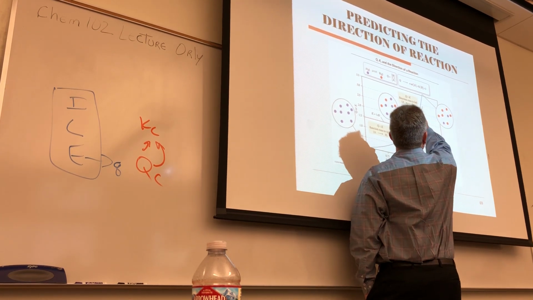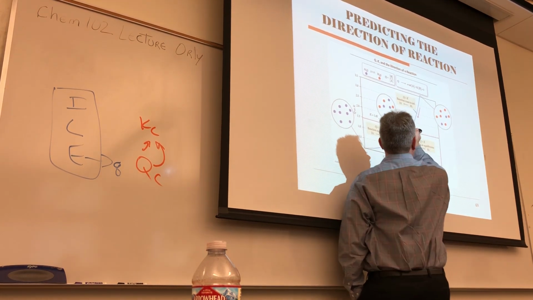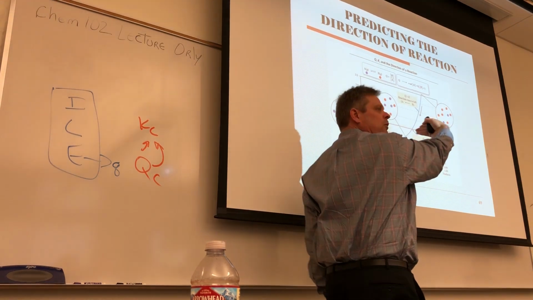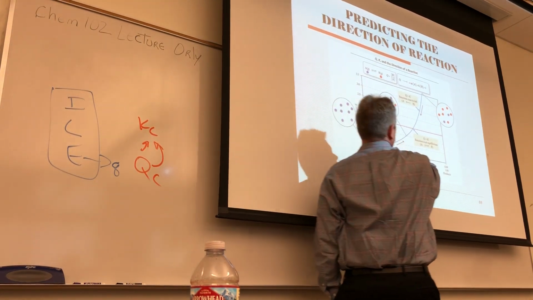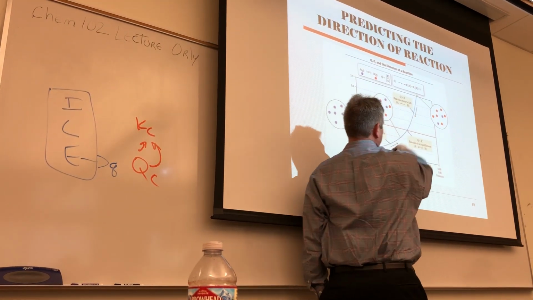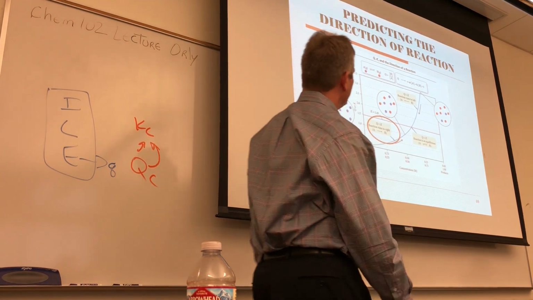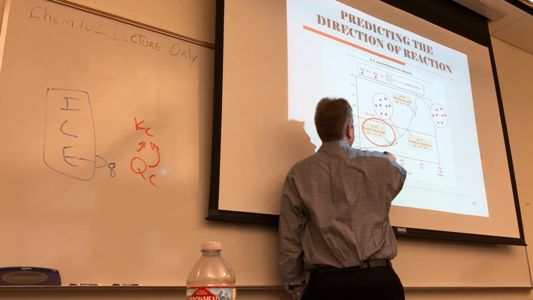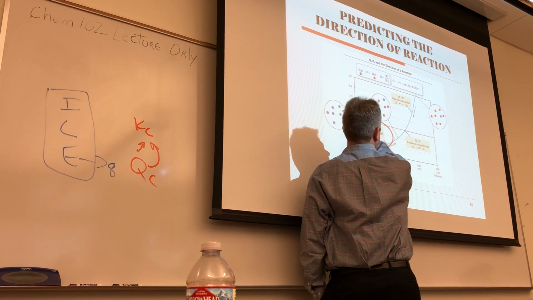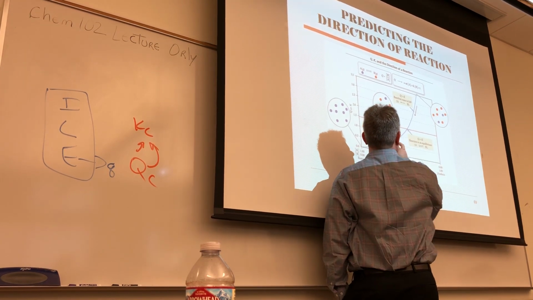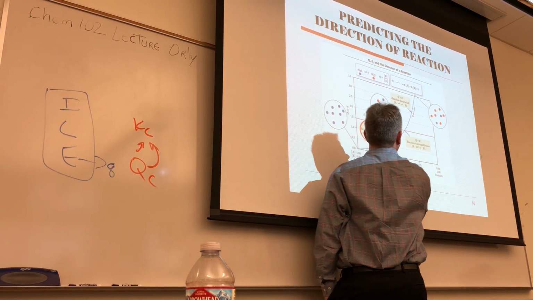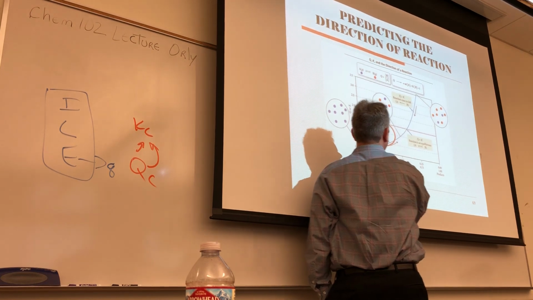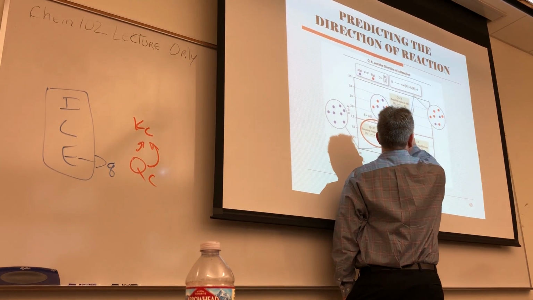If my Q is more than K, then it's coming back down and moving right to left from product to reactants, and that's what this is demonstrating. So here you have Q is less than K. Down here, this is my Q and K, so Q is less than K. Therefore, I'm going to be moving towards the right of this graph, from reactants towards products, until I get to K.